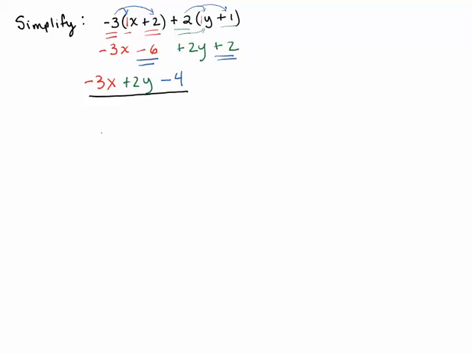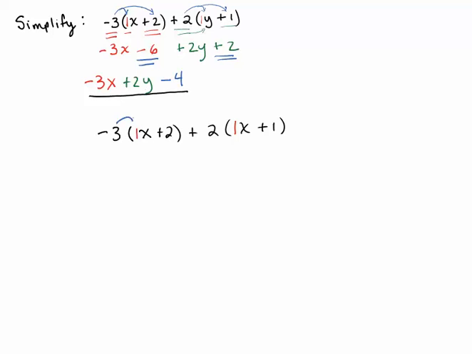Let's suppose that this problem were -3 times the quantity x plus 2 plus 2 times the quantity x plus 1. So in other words, I'm making both the variables x's. Again, I'm going to go back in here and put the 1's as coefficients. Let's just see what would happen on a problem like this.